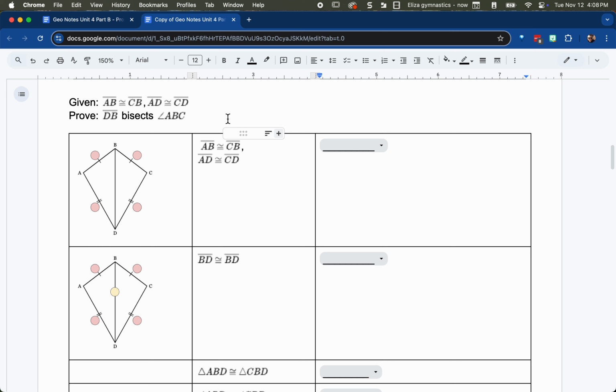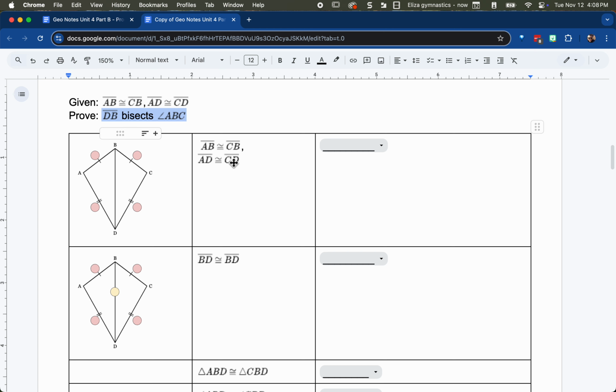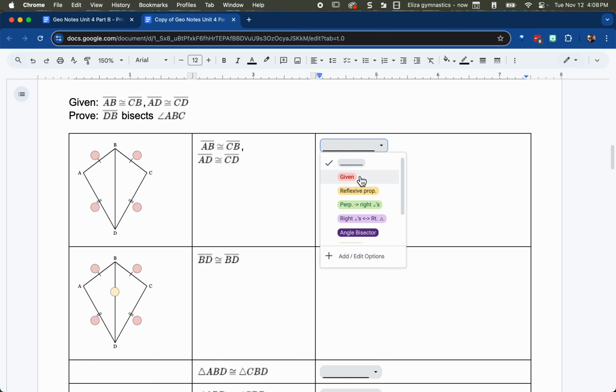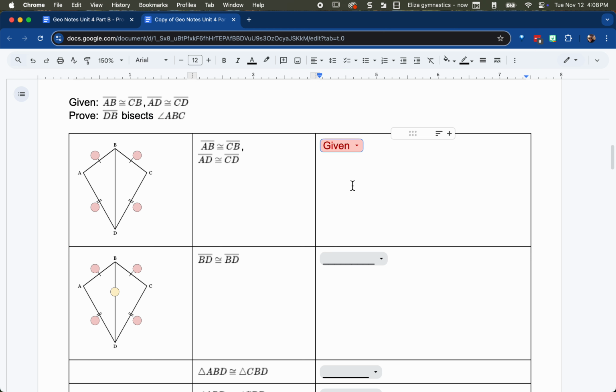All right, let's do another proof. We have some things that are congruent, and we want to prove that DB bisects ABC. So what we want to finish with is this middle vertical line is going to cut the total top angle into two equal pieces. All right, so we start with given, like always.